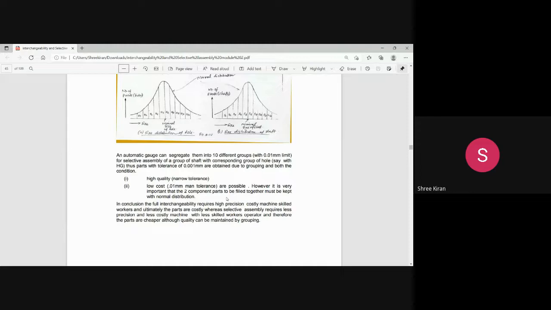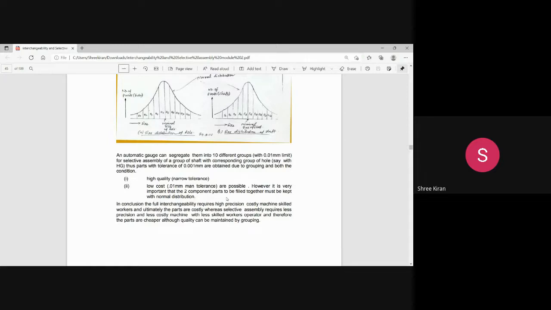But in the case of selective assembly, what happens? It requires less precision and less costly machines with less skilled labor. Therefore the product is cheaper, with less quality, but the functionality will be the same, although the quality can be maintained by grouping. This is the outcome of both interchangeability as well as selective assembly.